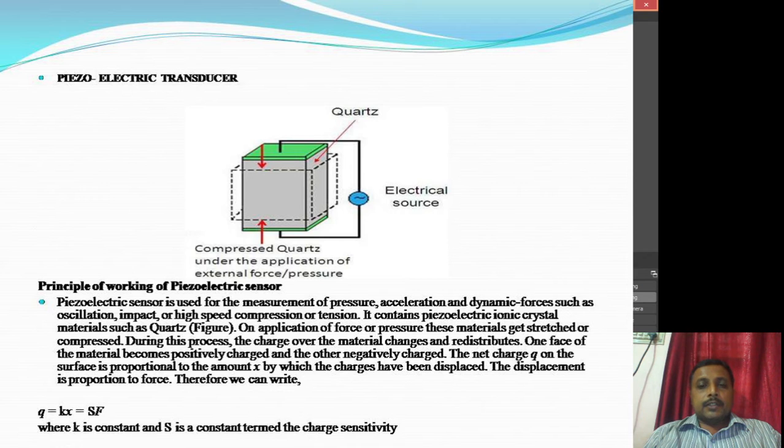The net charge, which we call Q, is directly proportional to the amount x by which the charges have been displaced. So there is an equation: Q = Kx, where Q is the net charge, K is a constant, and x is the amount by which the charges have been displaced. We can also write Q = Sf, where S is a constant termed the charge sensitivity.